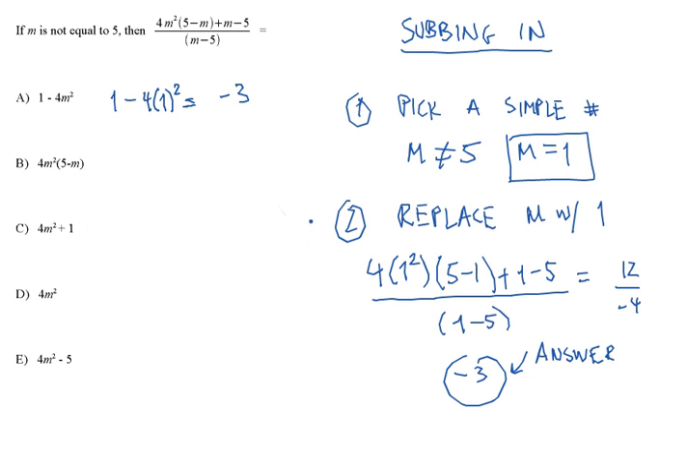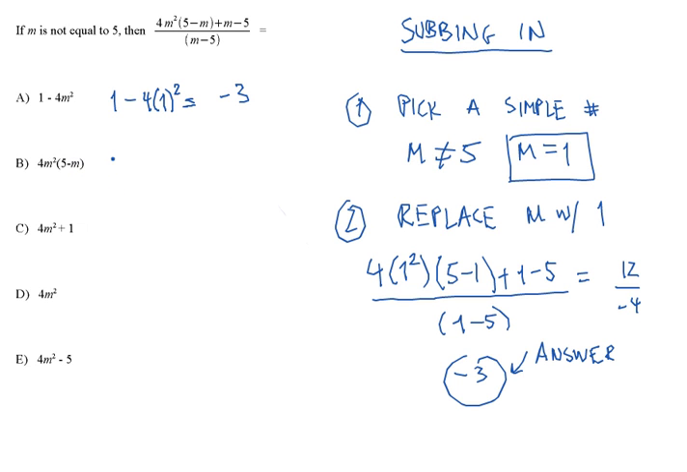However, when you're subbing in, you have to try all the answer choices. You have to go through all of them. Because if you get 2 answer choices that both give you the answer, you have to pick another number and go through the process again, just with the answer choices that have the repeat.